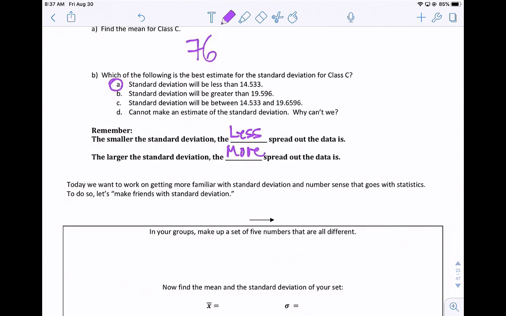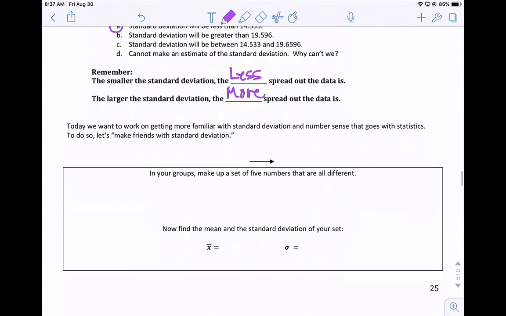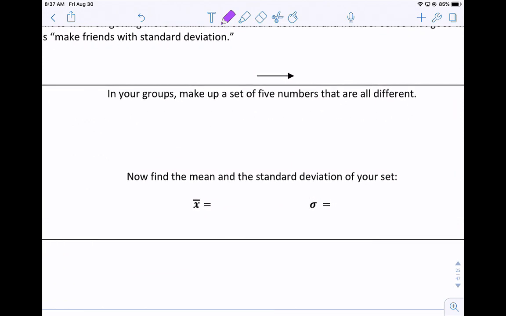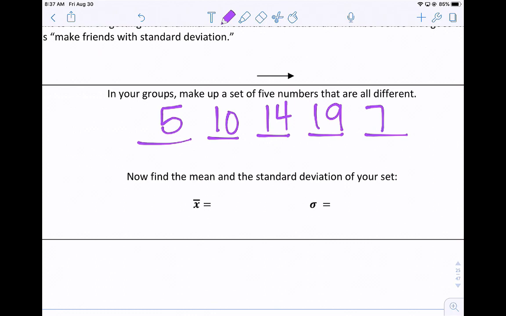All right, so today we're going to look at what happens when you change all the data values in a set. What happens to the standard deviation? What happens to the average? All right, so we're going to make friends with standard deviation. So in your group, let's make up a set of 5 numbers, any 5 numbers that are different. Each of you will make up 5 numbers. So I'll choose 5, 10, 14, 19, 71.